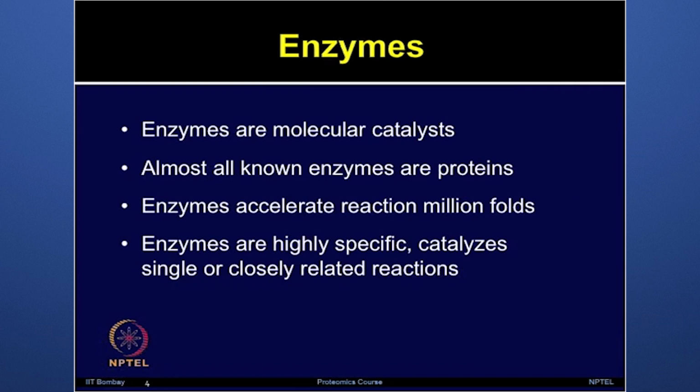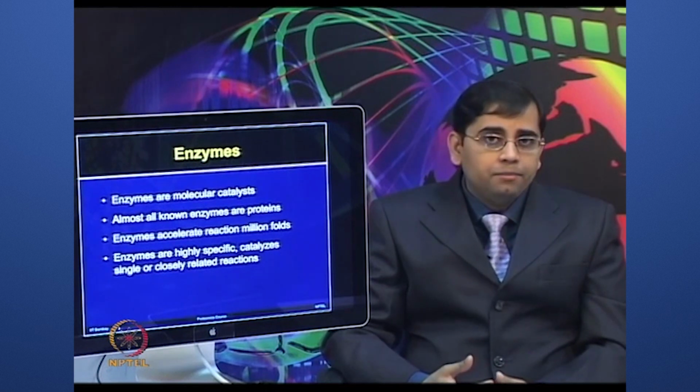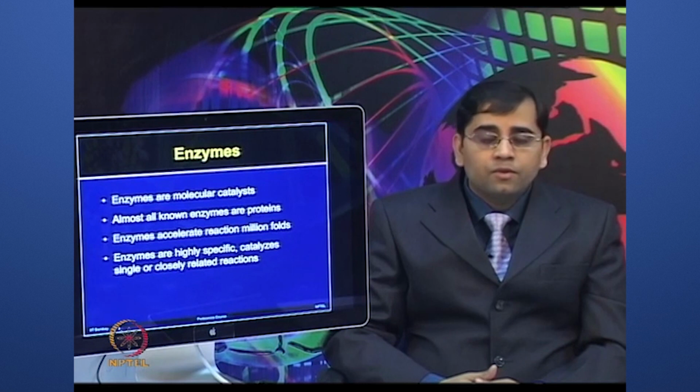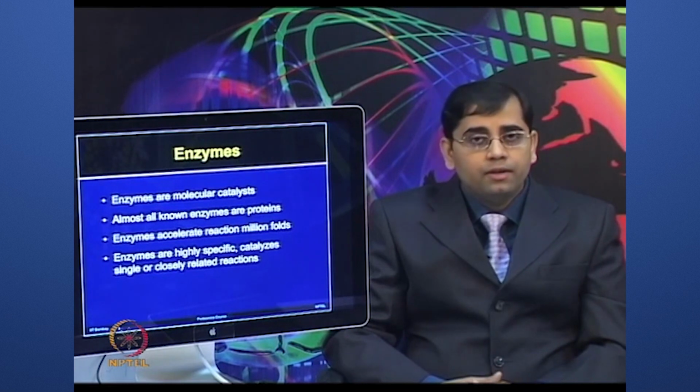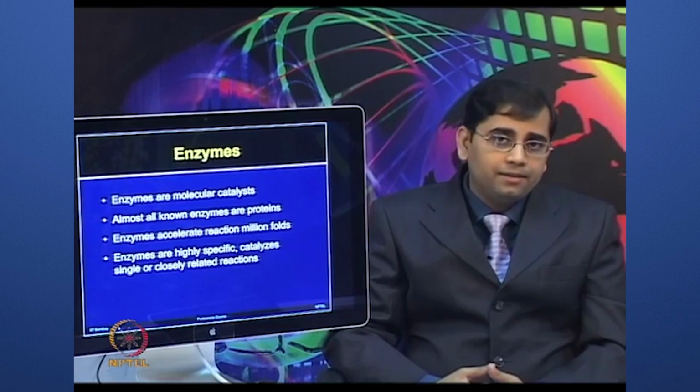Almost all the known enzymes are proteins, and as we have discussed in the previous lecture, there are 20 amino acids which offer array of chemical forces. These enzymes can accelerate the given reaction up to even million folds. For example, let us take example of an enzyme carbonic anhydrase, which catalyzes hydration of carbon dioxide. Now, this enzyme can catalyze 10 to the power 6 molecules per second.